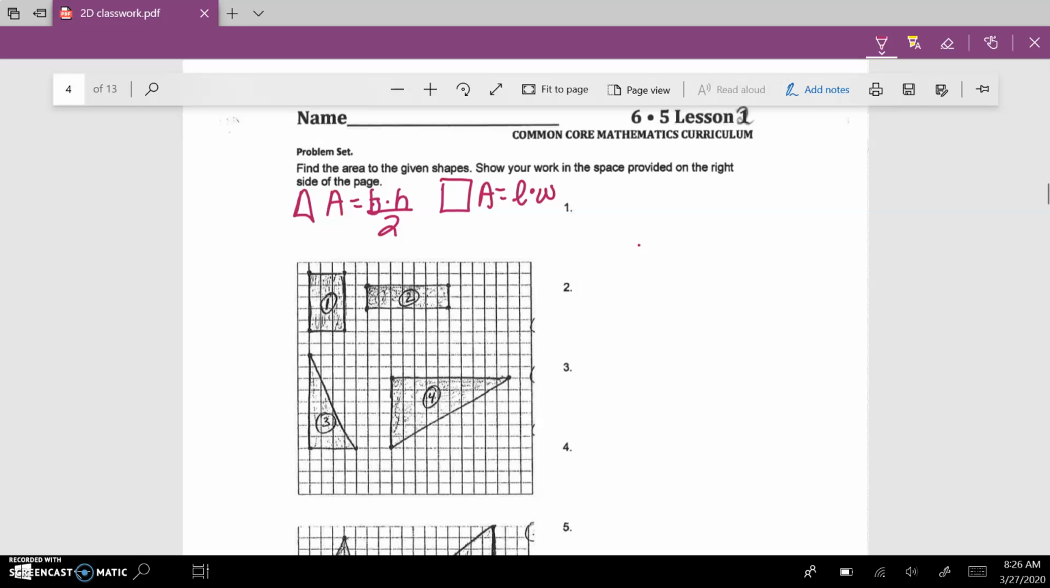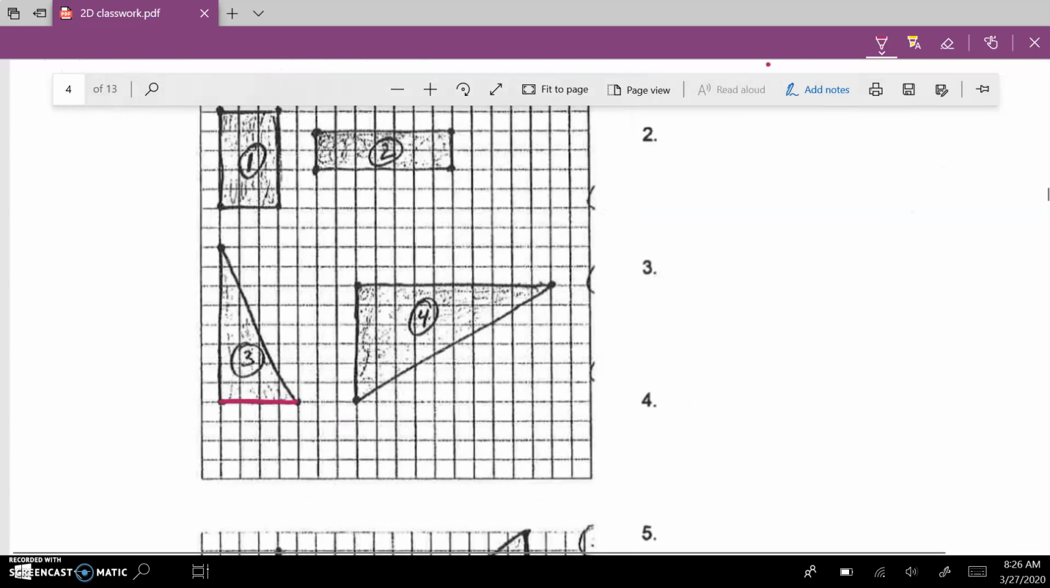So I'm not going to do number 1 and number 2 because those are strictly just counting boxes, and we all know how to do that. I'm going to jump down to number 3 here, though. So I'm going to kind of do it both ways. So if you want to count, this is the base down here. Zoom in a little bit.